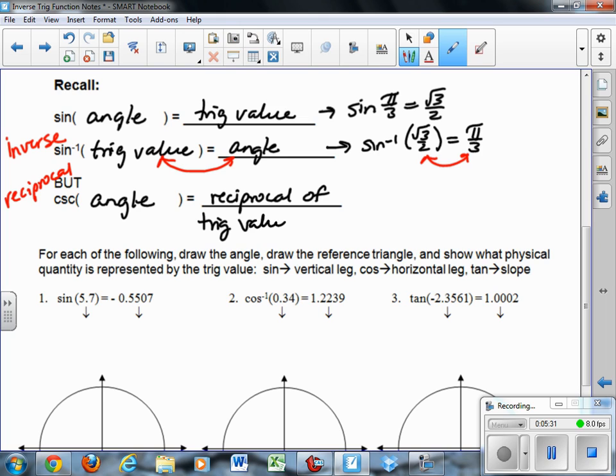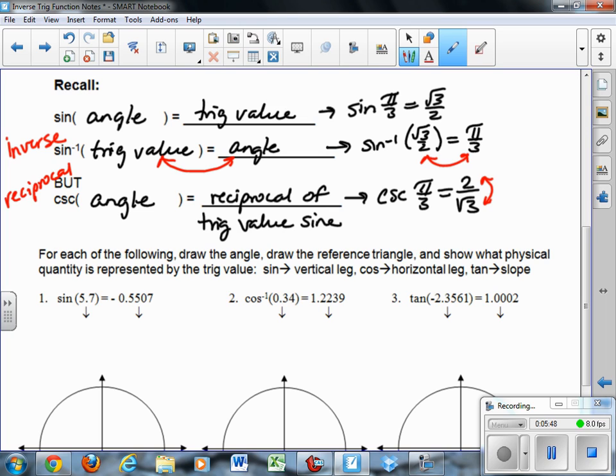So that's what switches. When I do cosecant of pi over 3, what changes is that instead of square root of 3 over 2, it's 2 over the square root of 3. The trig value is flipped over. It's the reciprocal of the trig value.